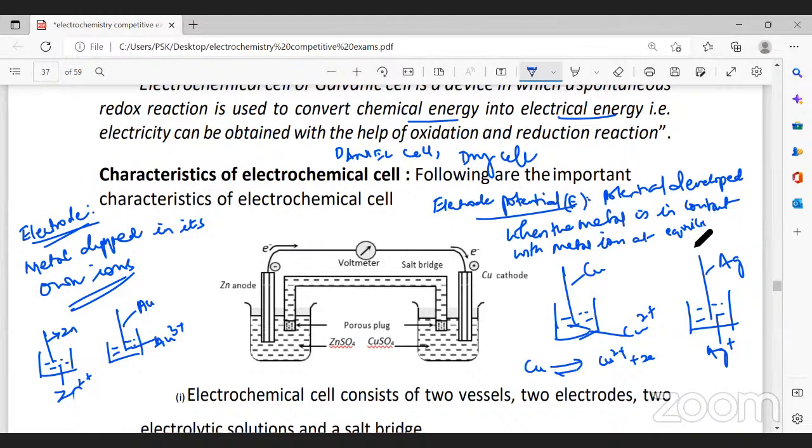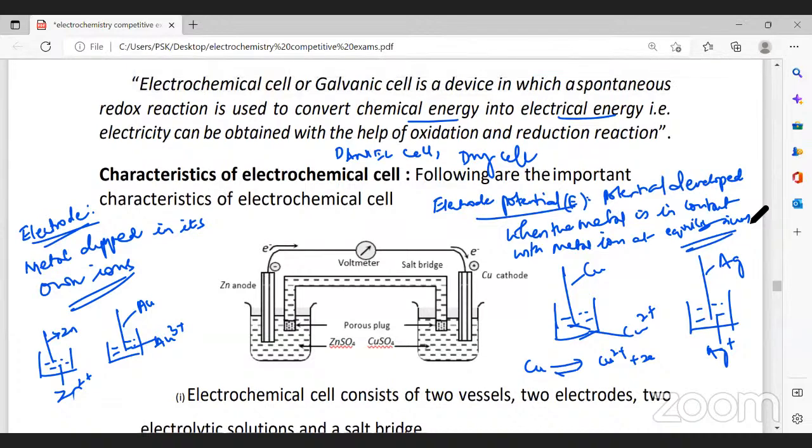It is called an electrode potential. What is electrode potential? They can ask you for 2 marks. Electrode potential is defined as the potential developed when the metal is in contact with its metal ions at equilibrium. See here, metal is in contact with its metal ion at equilibrium. That time a potential will be developed between the metal and the metal ions. That is called electrode potential. This electrode potential is represented as E.